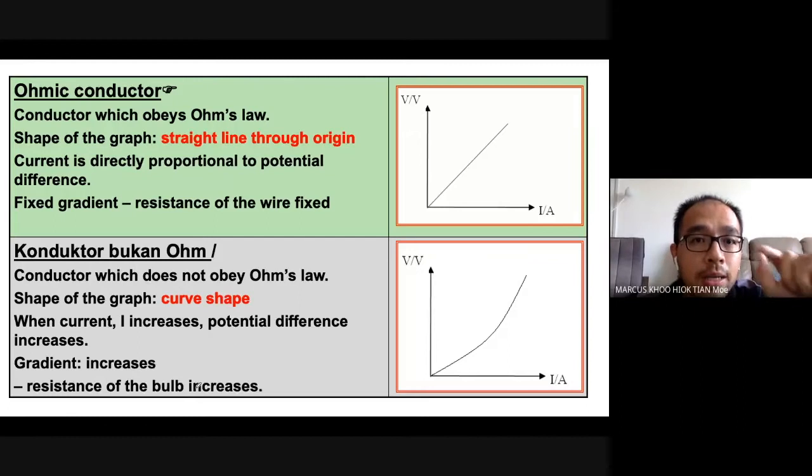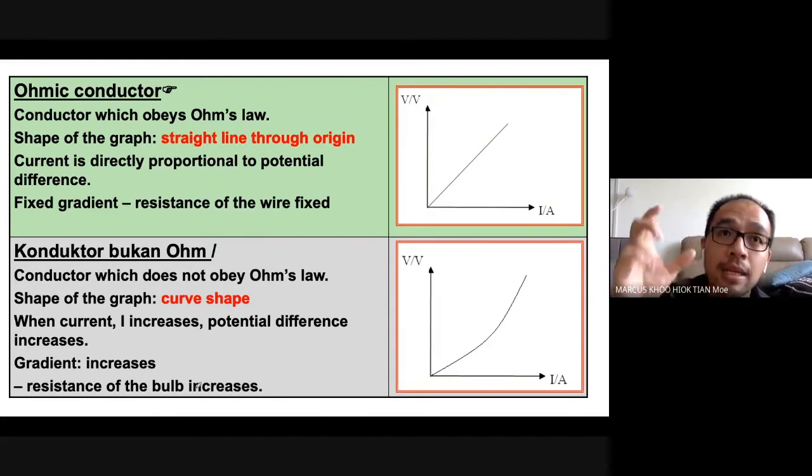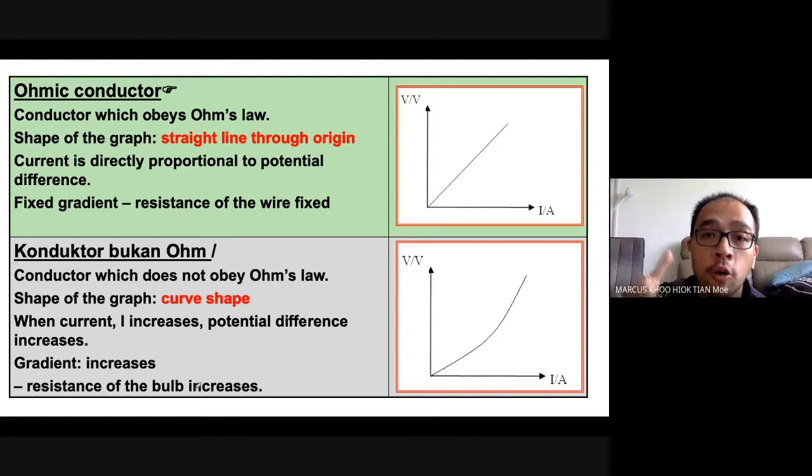Inside the bulb, what is the non-ohmic conductor? Yeah, I know it's the filament, but what is the element? Tungsten. Tungsten, okay. So tungsten is a classic example of a non-ohmic conductor. The more current you supply, the higher its resistance, which is why it is good as a light bulb, because it can produce a big amount of heat.